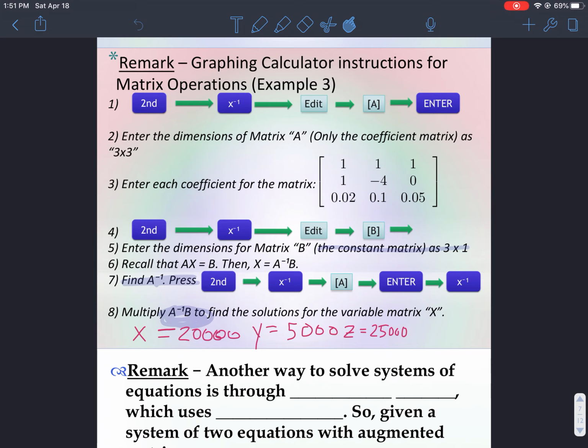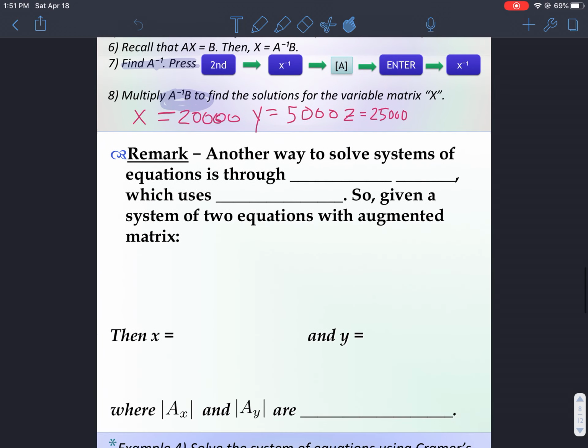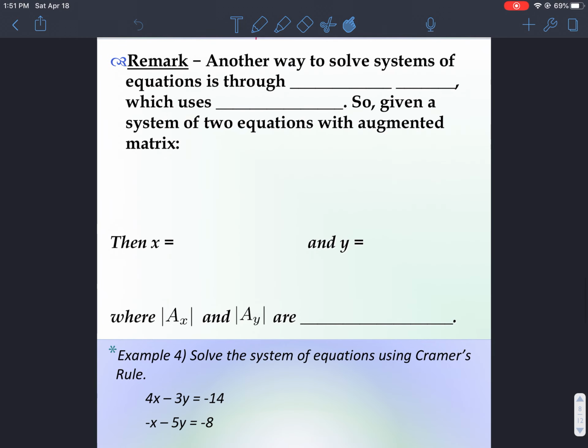And so, our third part of the notes begins with another way to solve systems. And that's going to be through Cramer's rule. C-R-A-M-E-R, Cramer. It uses determinants.